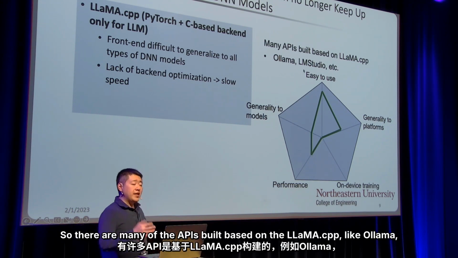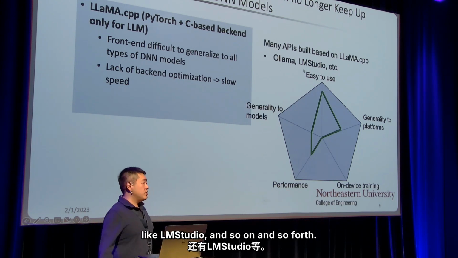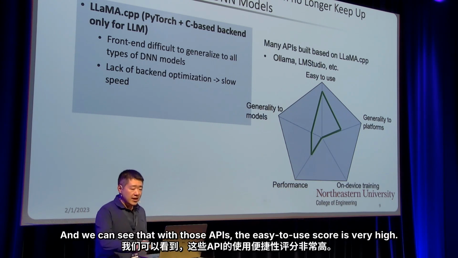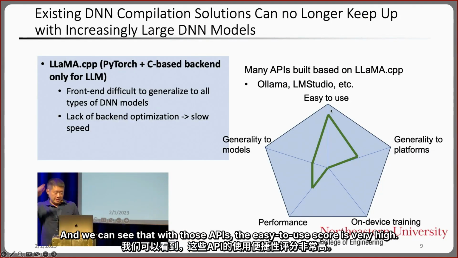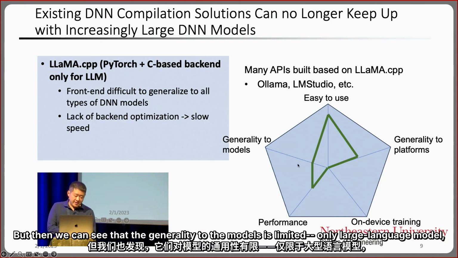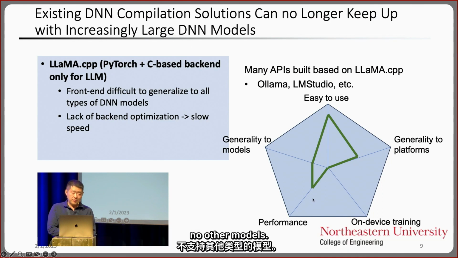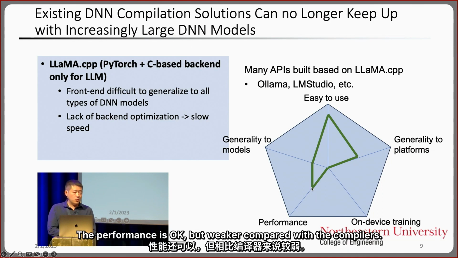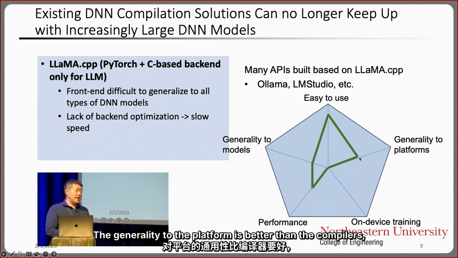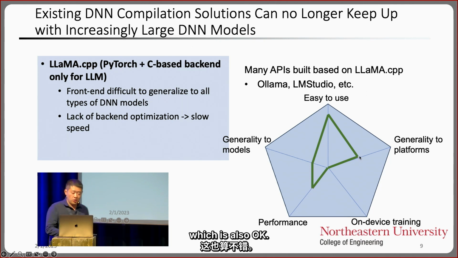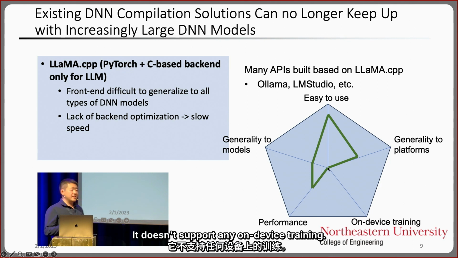So there are many of the APIs built based on Llama CPP, like Ollama, LLM Studio, and so on and so forth. With those APIs, the ease-of-use score is very high. But the generality to the models is limited: only large language models, no other models. The performance is okay, but weaker compared with the compilers. The generality to the platform is better than the compilers, which is also okay. It doesn't support any on-device training.